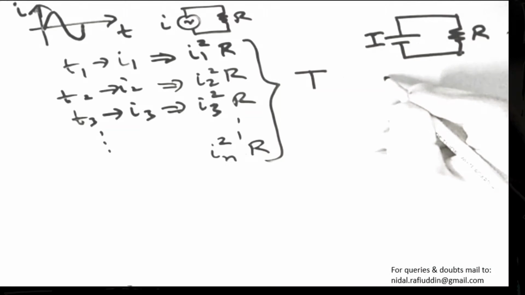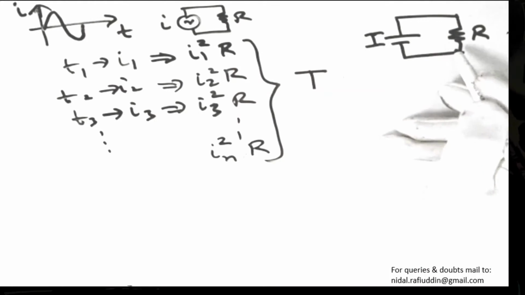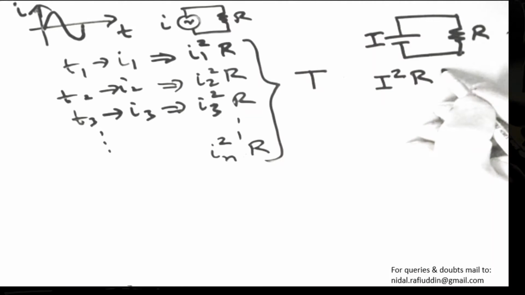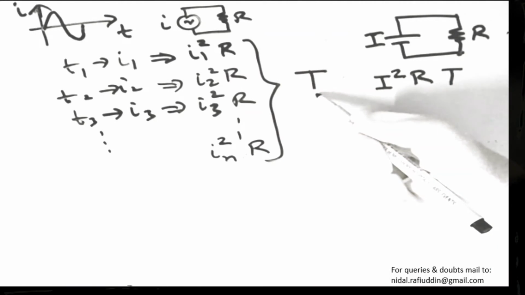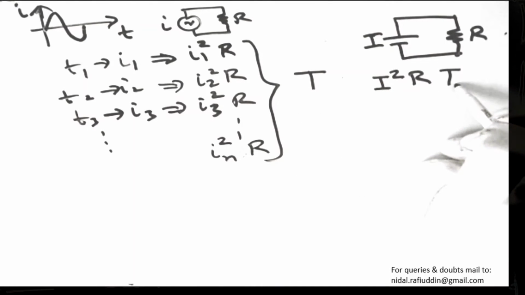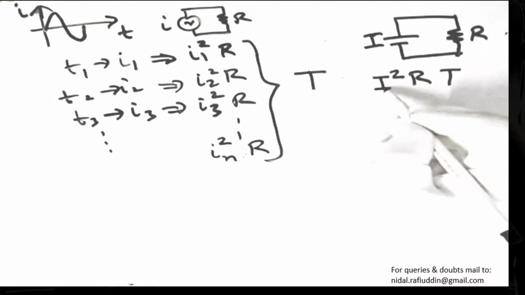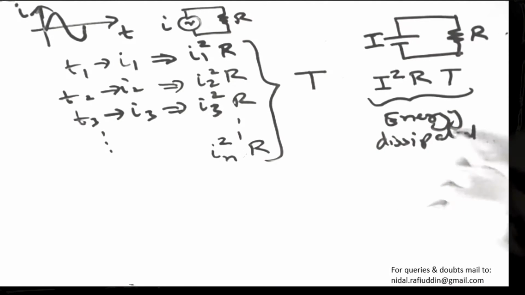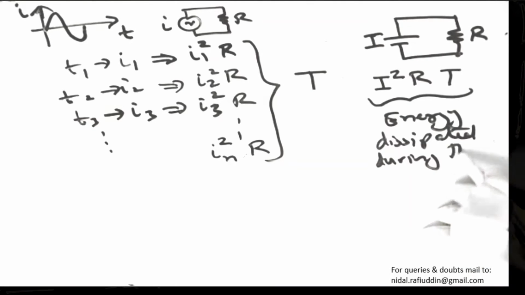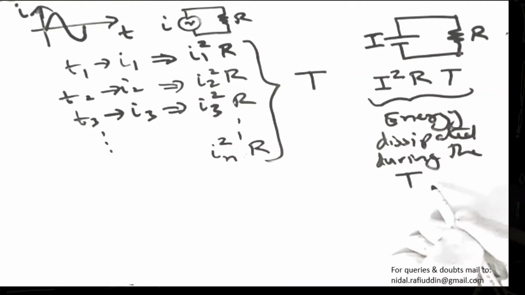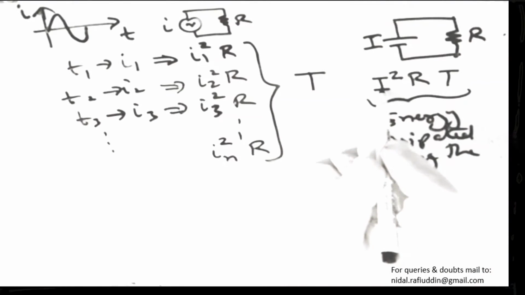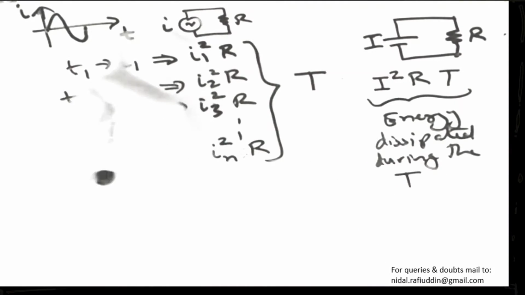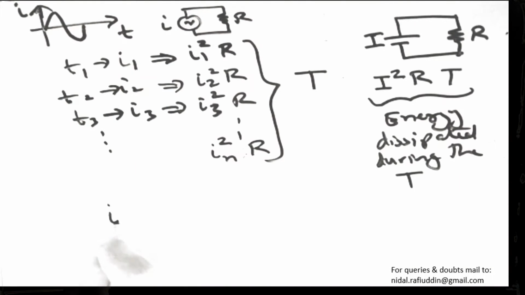So if we connect the DC source to this resistor, the power it dissipates is I square R, for the time duration T, because we have taken the duration capital T for AC, and the same duration is taken for the power dissipated in resistor R. So that is the total energy dissipated during the time capital T. And by definition, capital I can only be called the RMS value of this AC if it satisfies the condition that follows.